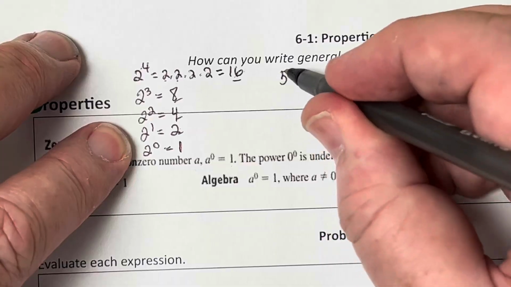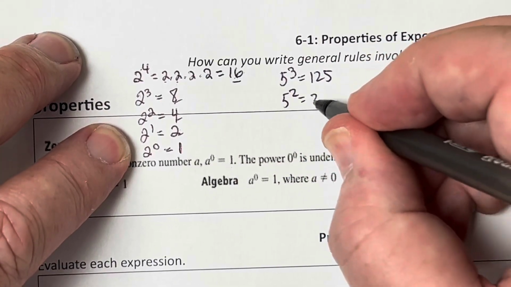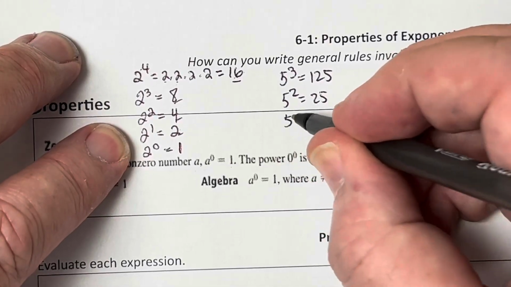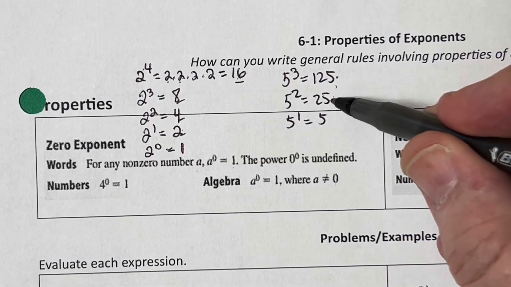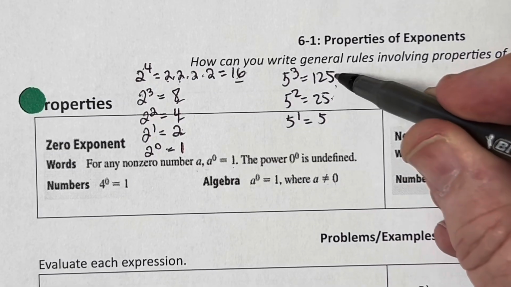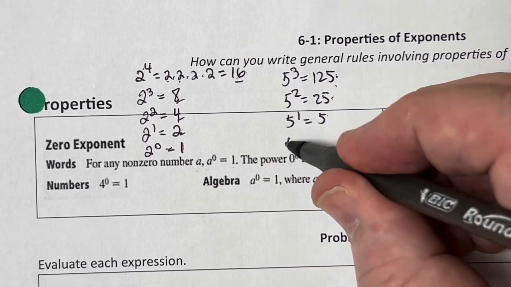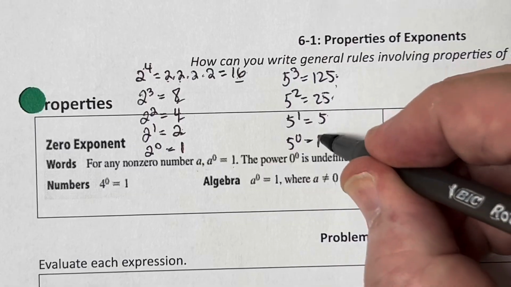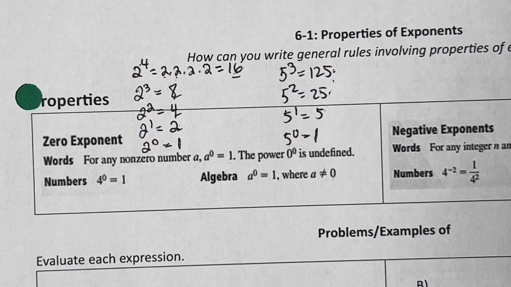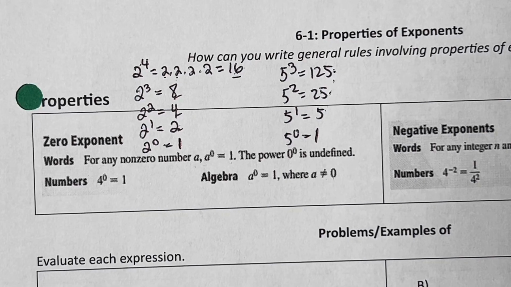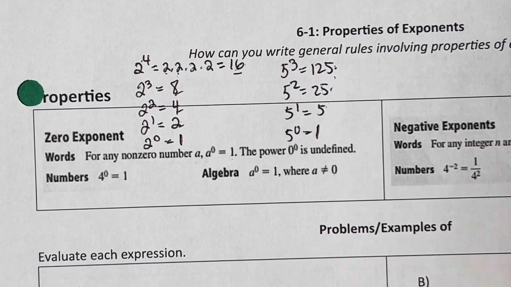If we use 5, 5 to the 3rd power is 125. 5 to the 2nd power is 25. 5 to the 1st power is 5. So the pattern here is that everything's being divided by 5. 125 divided by 5 is 25, 25 divided by 5 is 5. So for 5 to the 0 power, 5 divided by 5 is 1. That's how it holds true for any type of number: fraction, decimal, negatives, anything but 0, you'll always get 1.